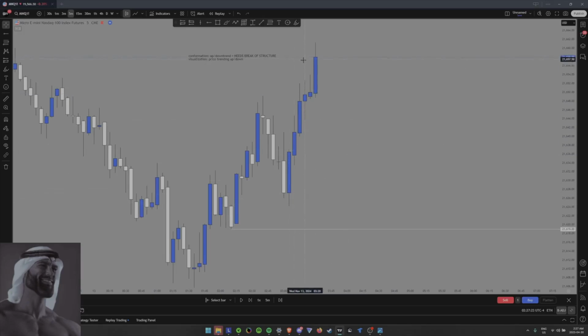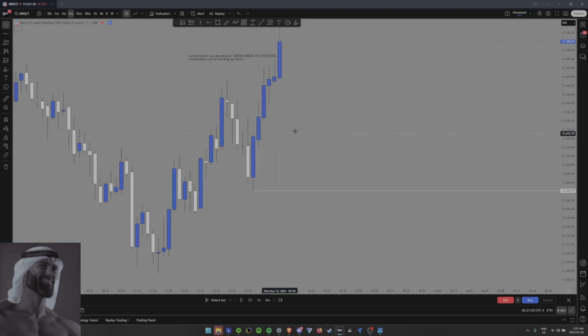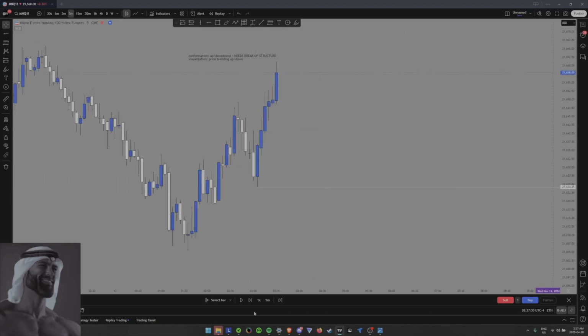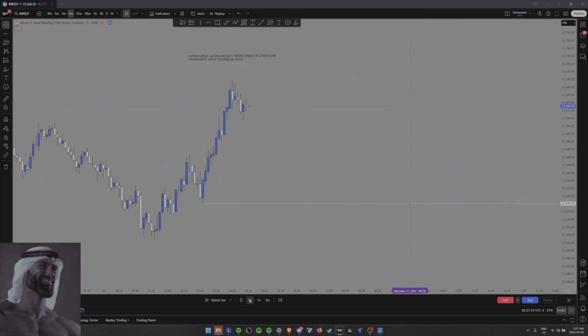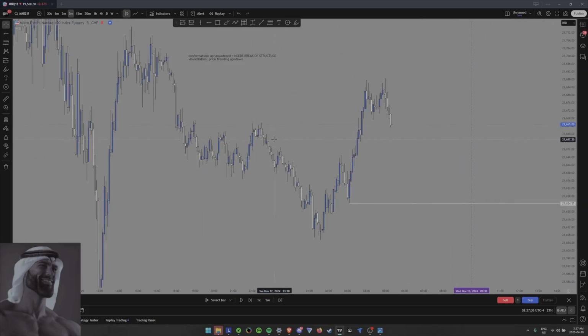Boom. A higher high was formed with a higher low. That means we're moving this right here if we're looking for a short. Now I have to wait for price to break this. Still trending up. In fact, it has now broken structure on the higher time frame.